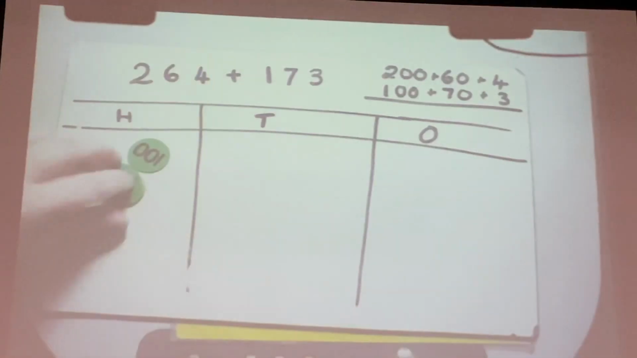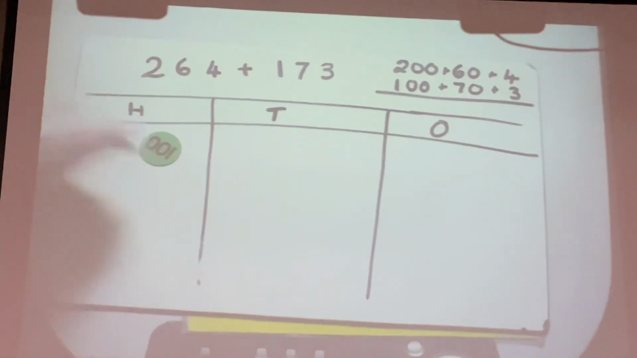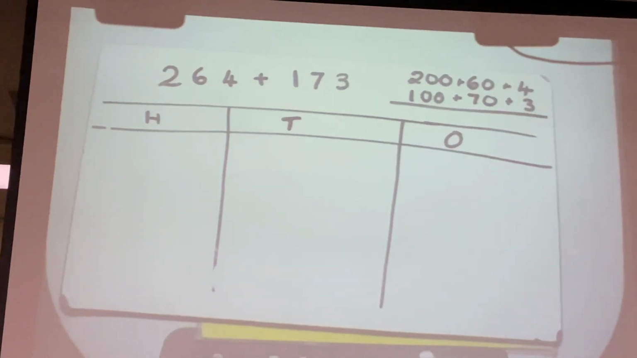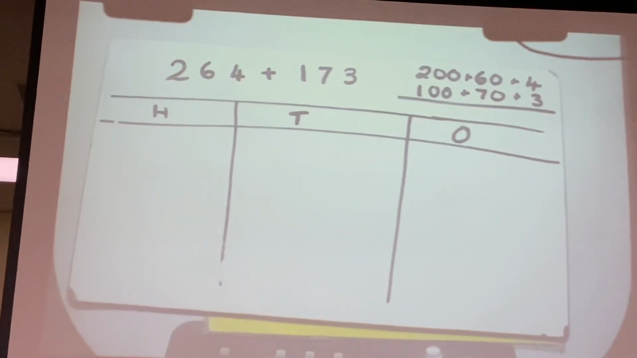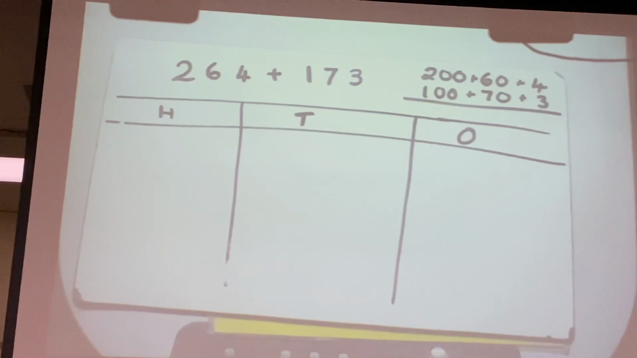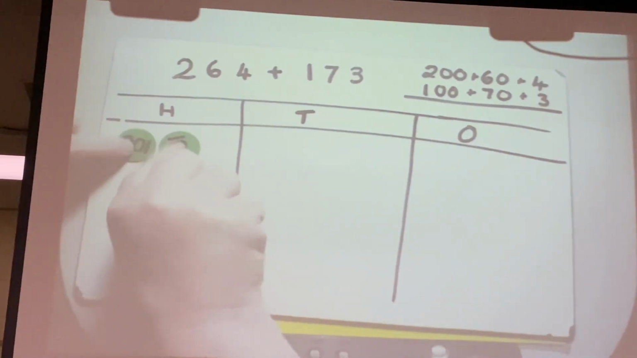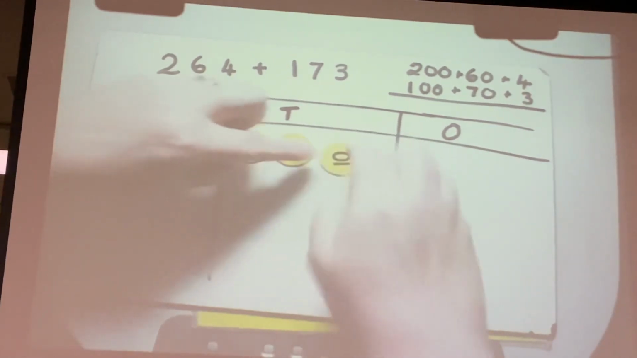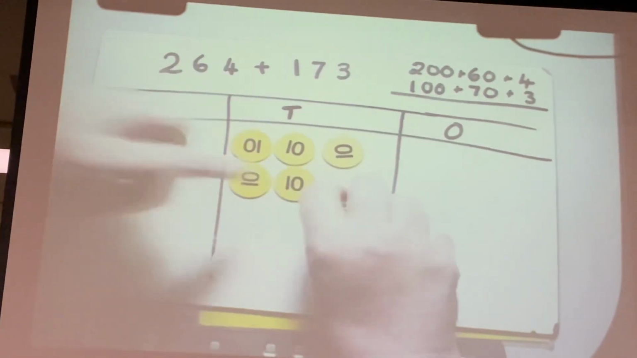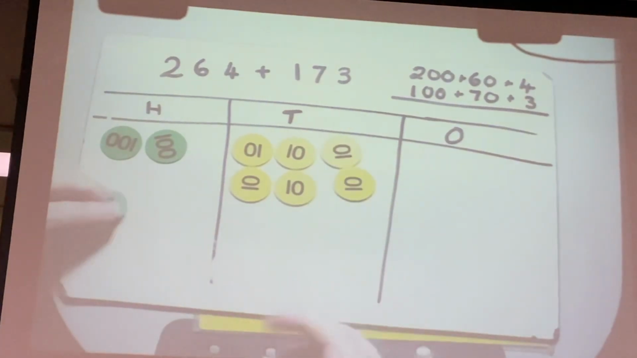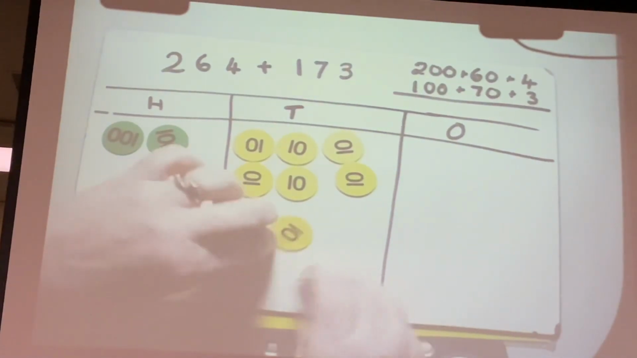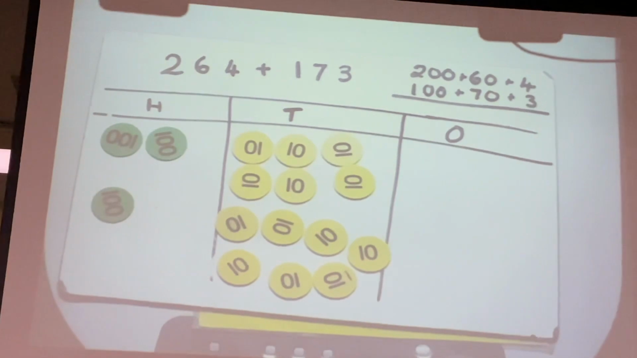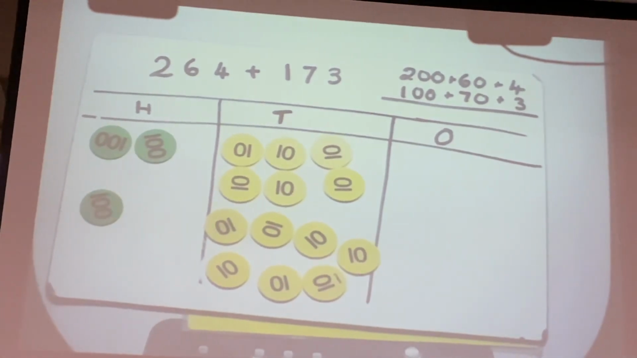As you can see from the board, we then start with an abstract number sentence that we then turn into a concrete piece for the children. So 264, the children will get their counters, they'll make their 200, they'll make their 60, and they'll make their 4. They'll then make their 100, they'll make their 70, and they'll make their 3. Sorry, I haven't got enough ones at the ready. But then we get to do some fancy things.